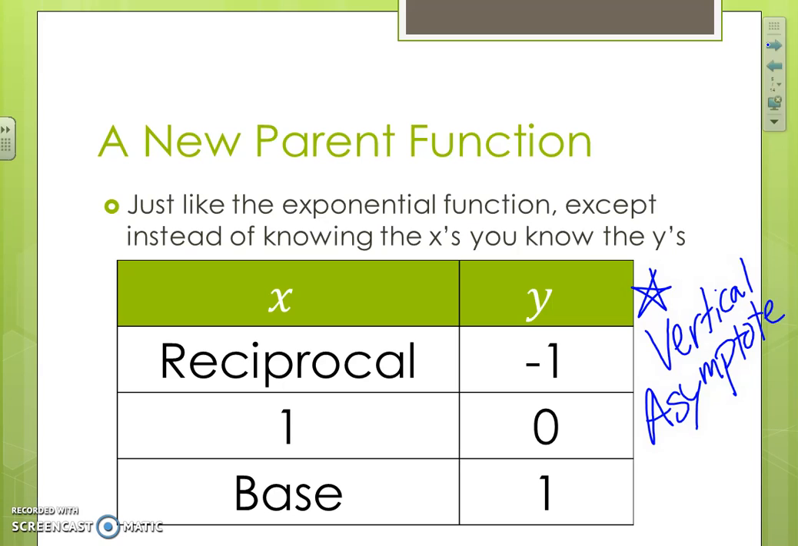So again, just in summary, we've got a new parent function for our logarithm. -1 goes with your reciprocal, 0 goes with 1, 1 goes with your base. Okay, so everything's the same, except this time we know our y values. And the only other thing is it's going to have a vertical asymptote.